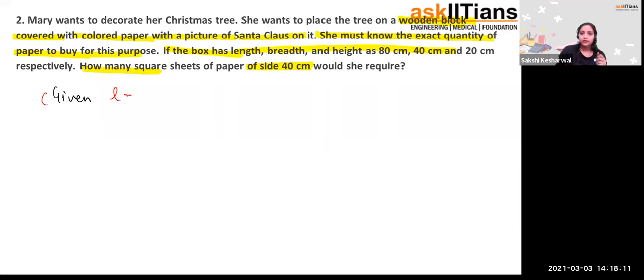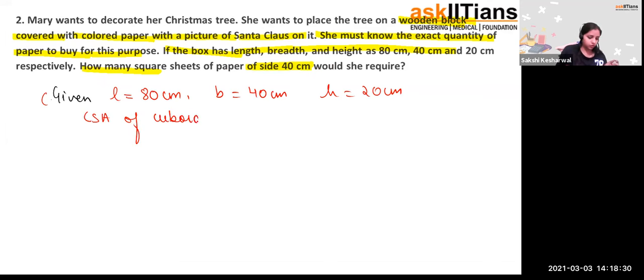Given is what? The length, breadth and height. Length is 80 centimeter. Breadth is 40 centimeter. And the height is 20 centimeter, right? So what do you mean by this? You will be covering only the CSA. So CSA of a cuboid is equal to how much, beta? 2 times H into L plus B, right? So it is 2 into 20 into L plus B, which is 80 plus 40, right or not?